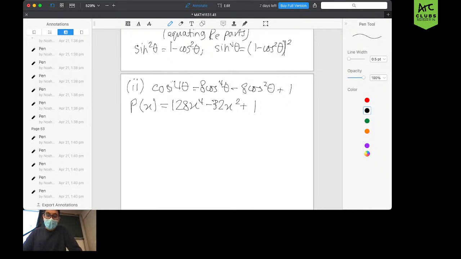So we're going to have to notice that this is equal to 8 times 8 times 16 cos to the 4 theta.